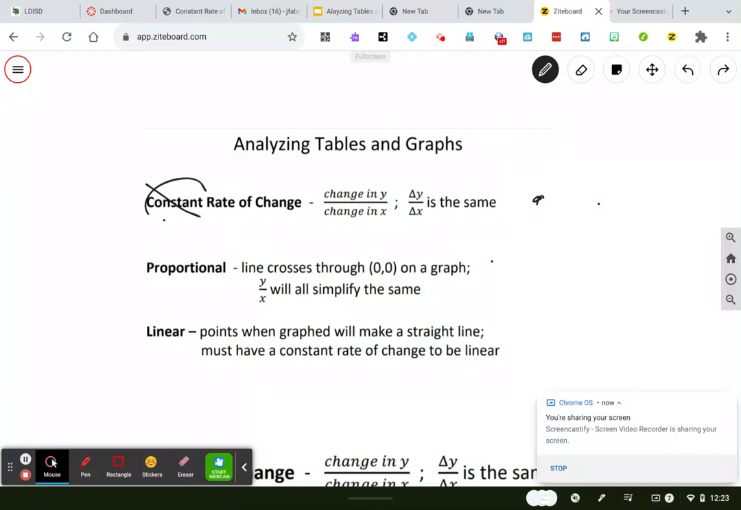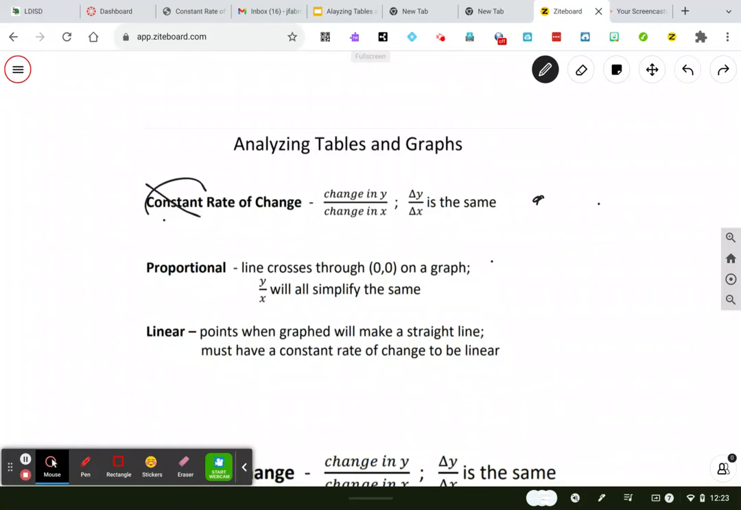All right, today we're going to talk about analyzing tables and graphs, and this is a completely new unit for you guys. We're going to be talking about a couple of important things called constant of proportionality and constant rate of change, things that you probably haven't heard of, but maybe have heard of before.